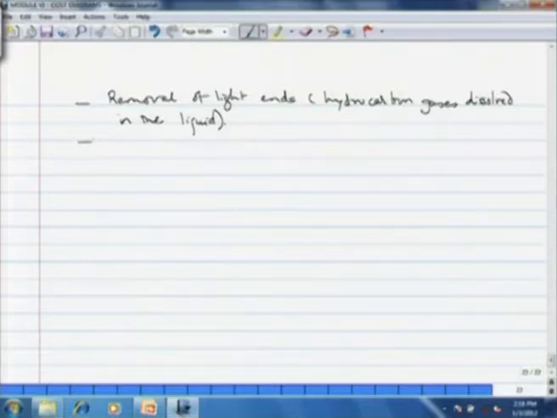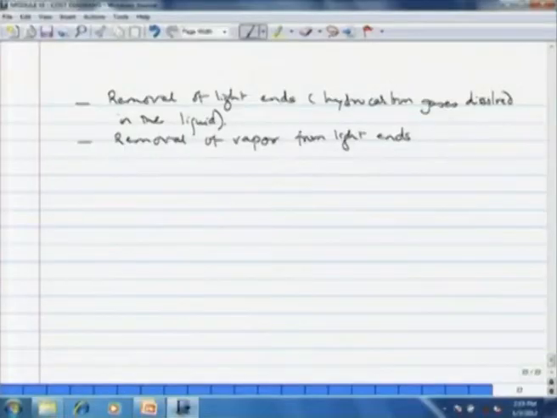And then removal of vapor from light ends. Light ends will always contain some vapor of benzene and toluene. So removal of this particular vapor is essential before you decide the fate of light ends. Usually the light ends are used as fuel for captive consumption. Okay. And then finally comes the level 5 decision, that is the energy integration.